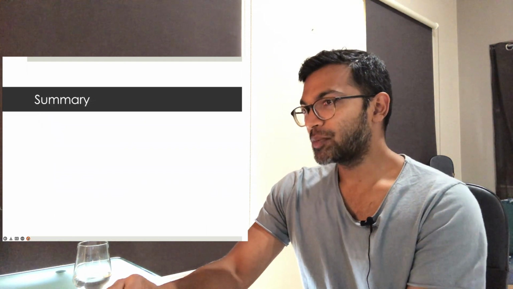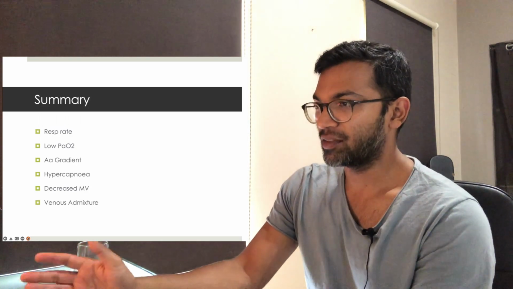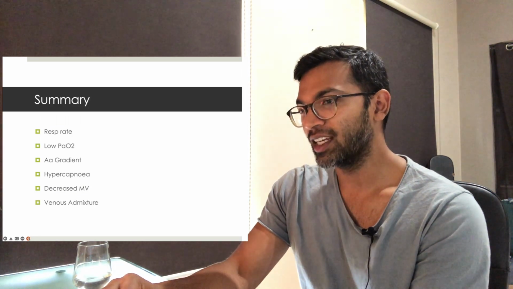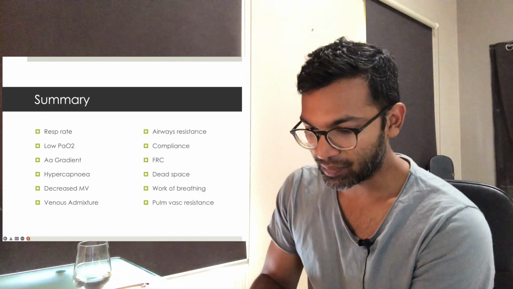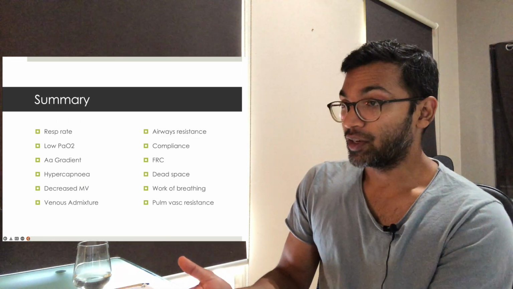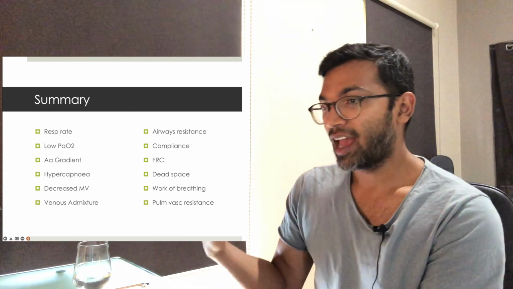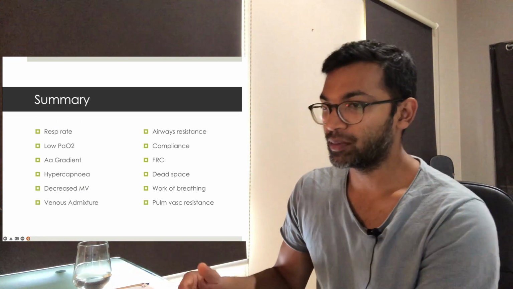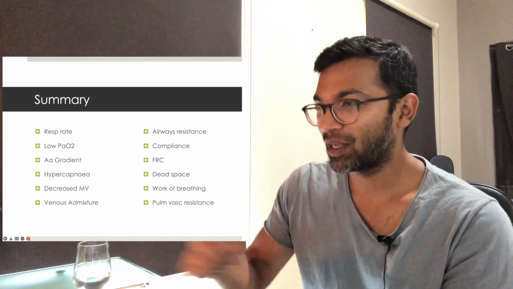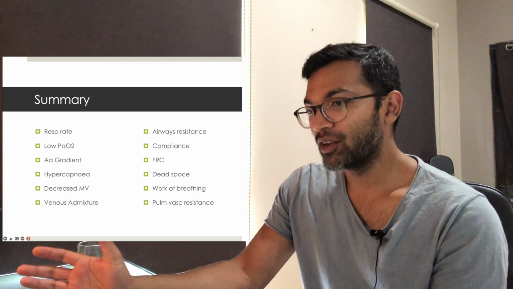So that's pretty much the summary. I hope people appreciate that, doing it this way, you get lots of marks straight out. We've gone through a lot of respiratory physiology in, I don't know how long it's been, say 40 minutes or so. We went through respiratory factors affecting it, low PaO2 or hypoxemia, hypoxia as well, AA gradient, hypercapnia, decreased minute ventilation, venous admixture, airways resistance, compliance, FRC, dead space, work of breathing, and pulmonary vascular resistance. And that's a long way towards most of your respiratory topics.